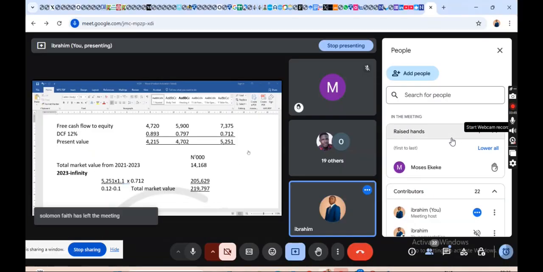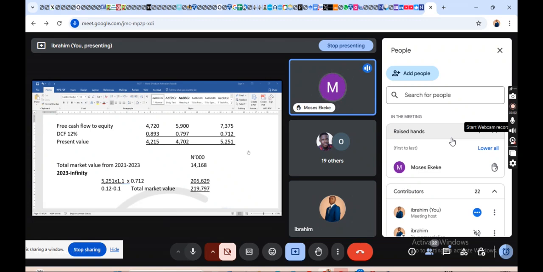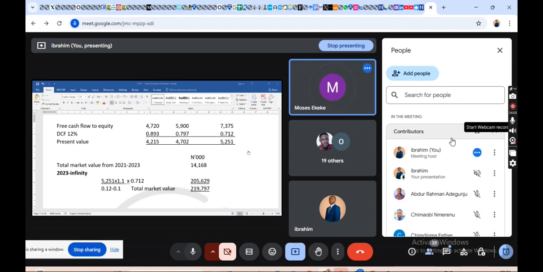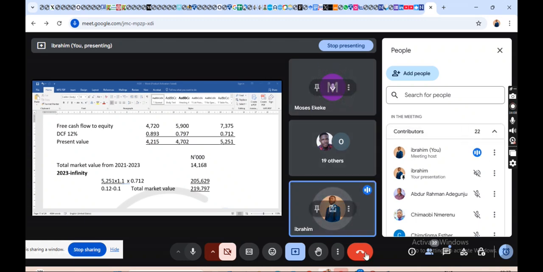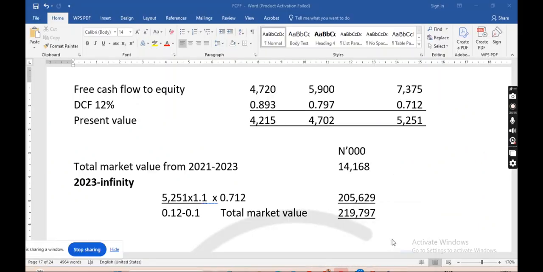So any question? Mr. Moses, quickly, please. Yes, sir. The 2023 infinity value, we picked discounted value already. Why are we still discounting it? The value we picked, the last year, 5251, is discounted already. Okay. Thanks for the observation. We've already discounted it already, right?